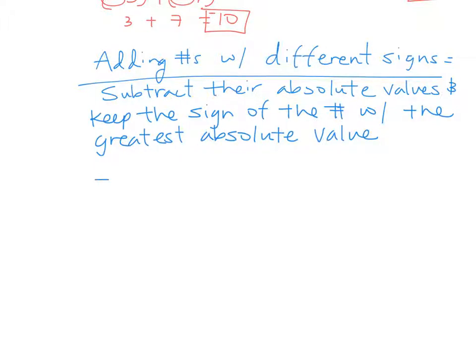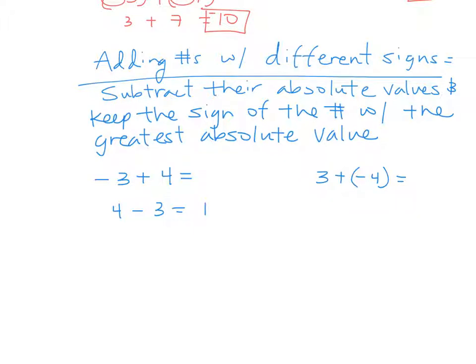So here's how I'm going to show you. -3 plus 4 versus 3 plus -4. Okay, so if you look at this, both of those problems have one of each, right? A positive and a negative. When you see a positive and a negative and you're adding them together, what you do is you subtract them, okay, but you subtract their absolute value. So the bigger number would be 4 minus the absolute value of 3, which is 3. So you get the number 1.